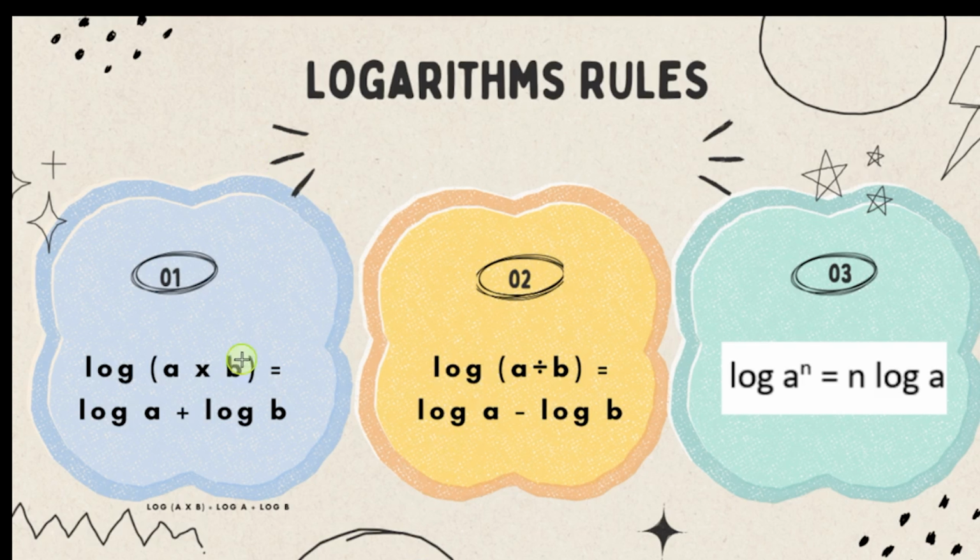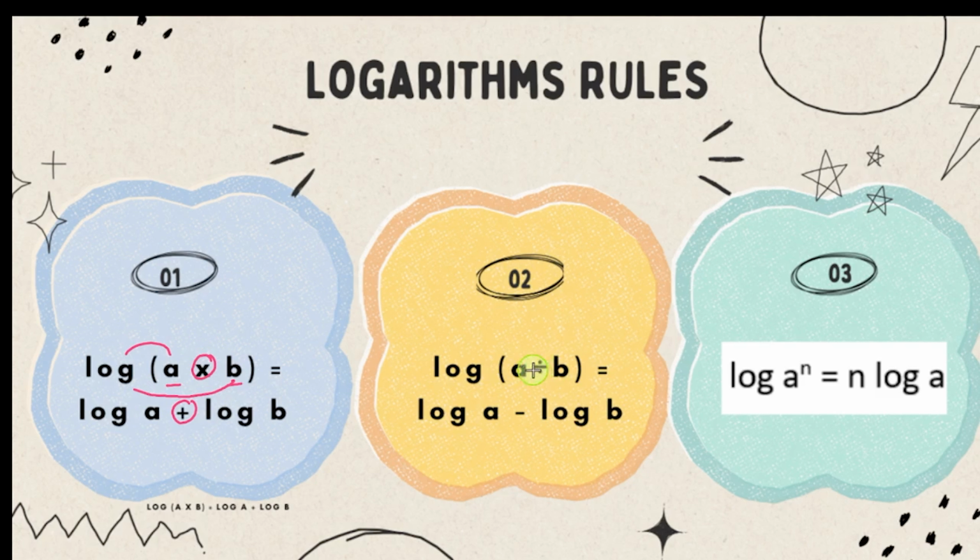The first law: you have a number A, and you want to multiply it with B. If you want to do it in the log method, what you do is take the log value of A and the log value of B. And if you have a multiplication, you just add these two values.